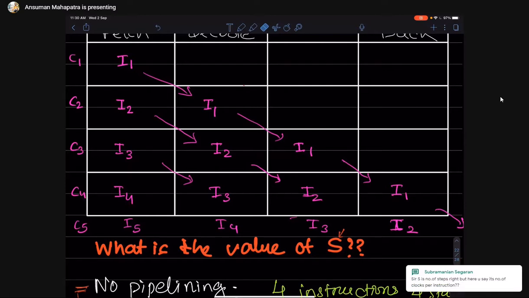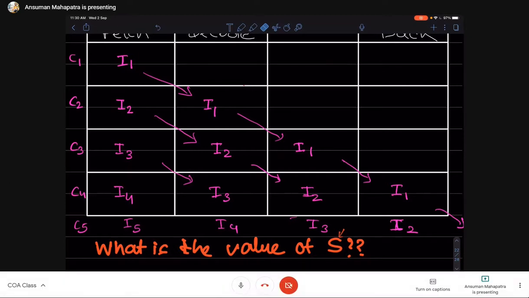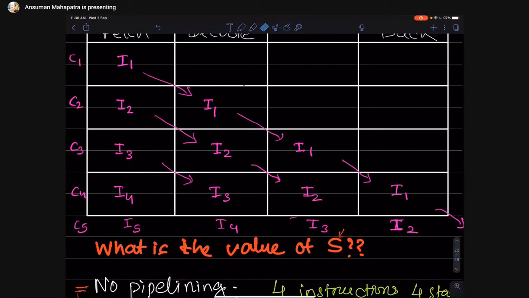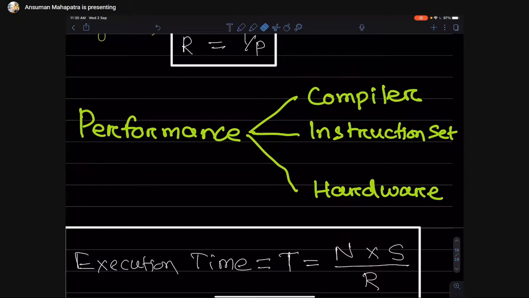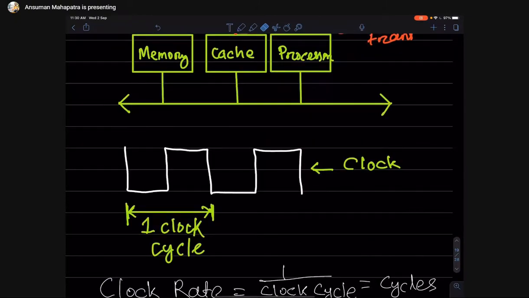But here you say it is the number of... wait a minute, clocks per instruction. No, it is the number of steps we are doing, and every clock cycle we are executing one step. So the number of clocks means clock cycles, not clock gigahertz. So these are cycles: cycle 1, cycle 2, cycle 3, cycle 4, cycle 5. What is a cycle? I have mentioned it in the previous class. This is a cycle, this one.